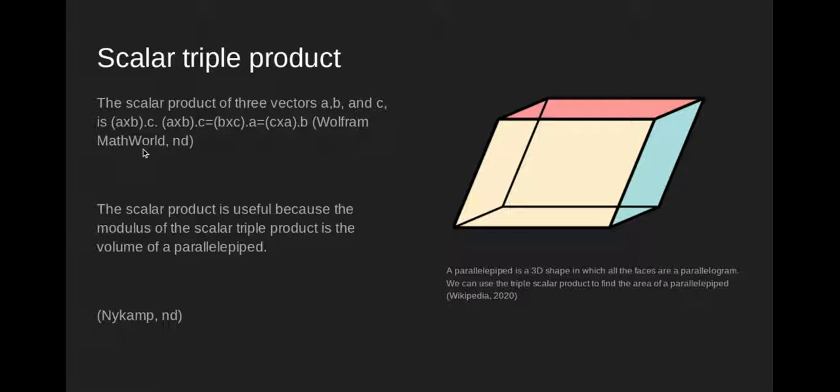of this. The scalar triple product of vectors A, B and C is defined as A cross B, dot product with C. And you can see here it's also equal to B cross C dot A, equal to C cross A dot B.